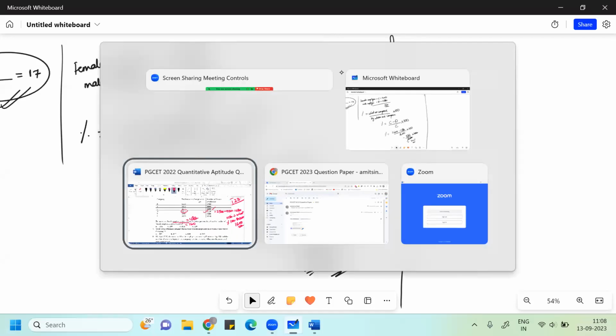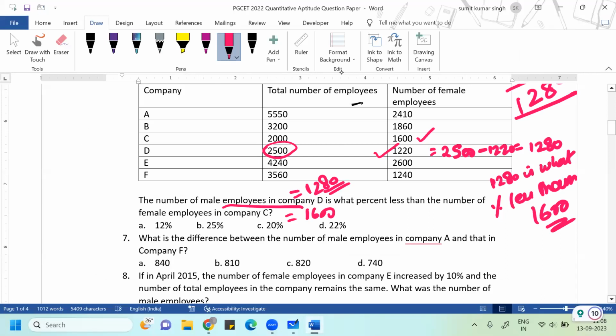Very basic questions. Question number 7. What is the difference between the number of male employee in company A and that in company F? Can you do this, everyone? I'm not going to do this question. Very easy. Easy is a very small word. Even my daughter can do this question. Simple. Male employee: you know how to find the male employee. Total minus female. Do that for A. Same thing do for F. What is the difference? Do it by yourself. Tell me the answer.